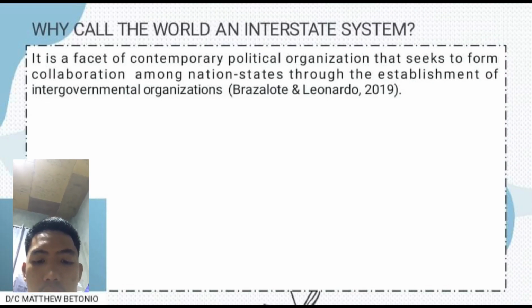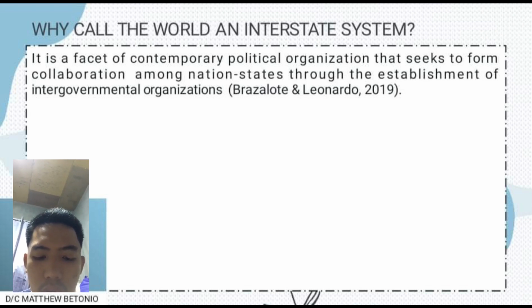Why call the world an interstate system? It is a facet of contemporary political organization that seeks to form collaboration among nation-states through the establishment of intergovernmental organizations. So, the theory of the interstate system holds that all states are defined through their relationship to other states or through participation in the world economy, and that divisions between states help to divide the world into a core, periphery, and semi-periphery.